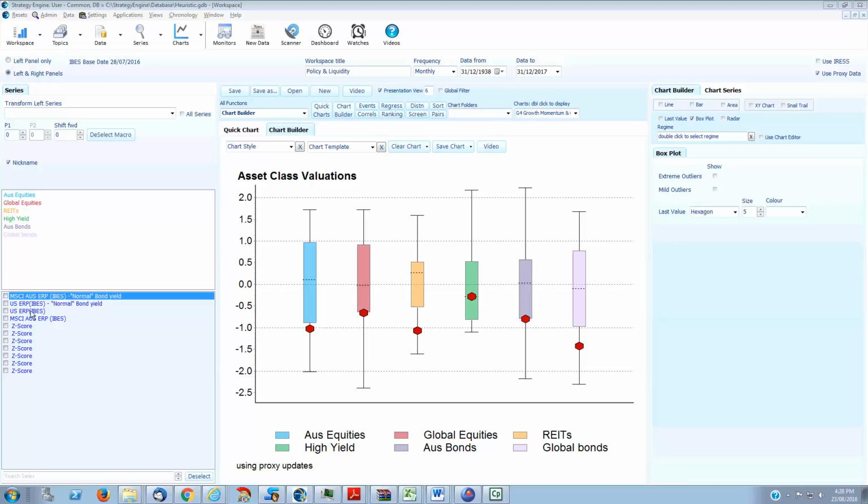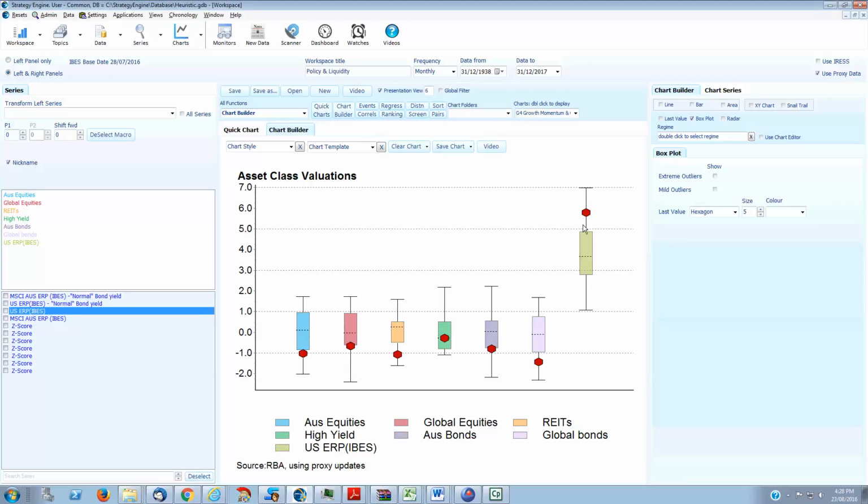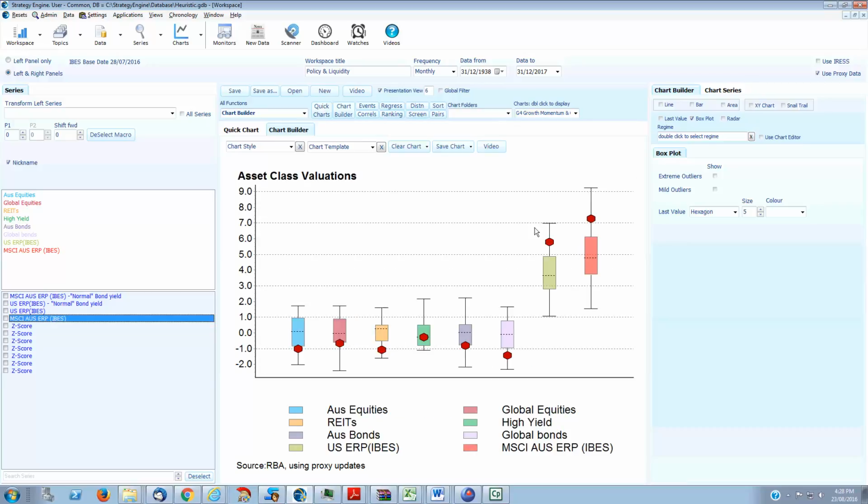If we add in the equity risk premium, as you can see, that comes up as the most recent one. So for the US, the equity risk premium is currently sitting around about 6%, so it's towards the upper end of the range. That would tend to make the US equity market look relatively cheap. What does it look like for Australia? Well, similar, and even slightly cheaper, an equity risk premium above the normal range and up around about 7%.